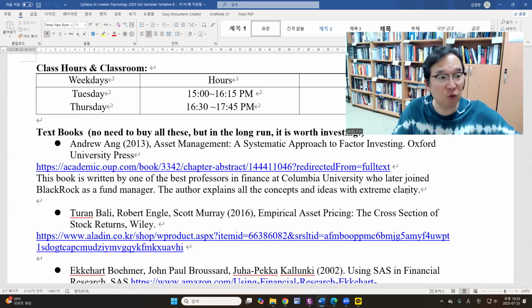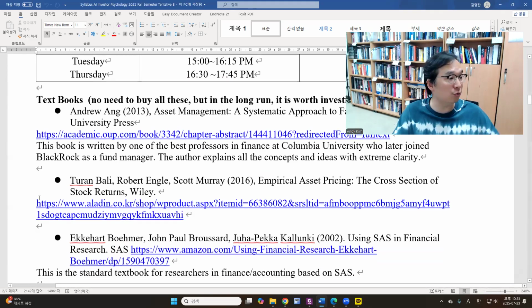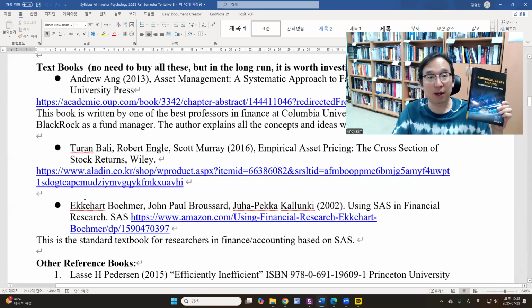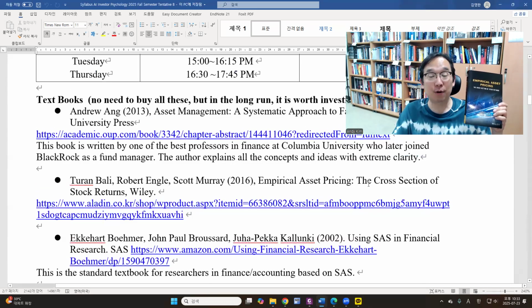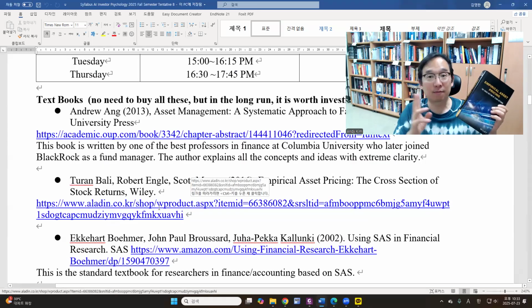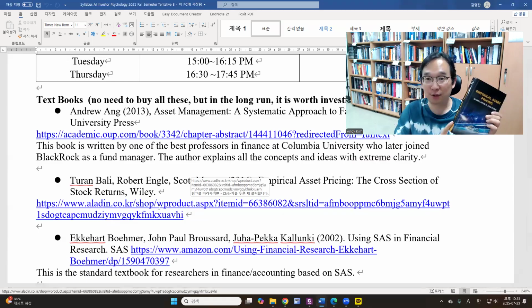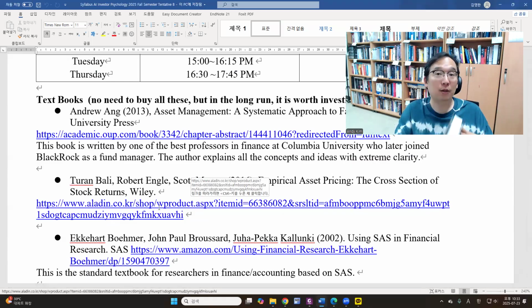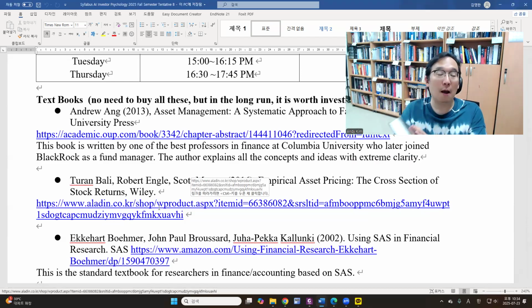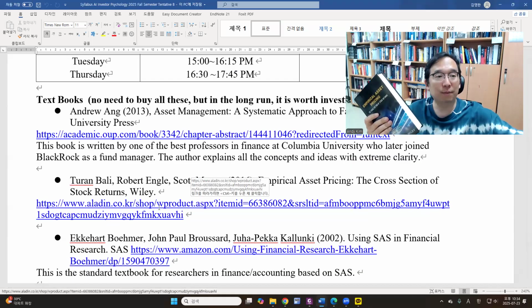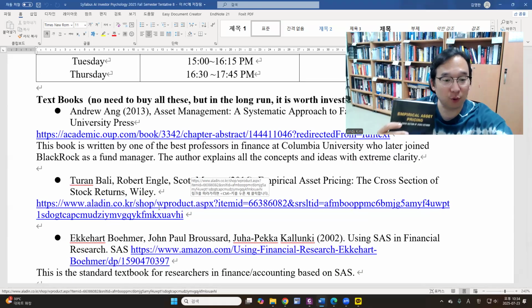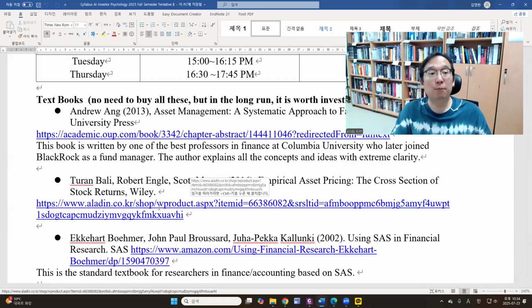And then the second book I encourage you to read is Turan Bali, Robert Engle, and Scott Murray, 2016, Empirical Asset Pricing. This is more for graduate studies, like PhD or master's level students, right? But for smart undergraduate students, this is great as well.